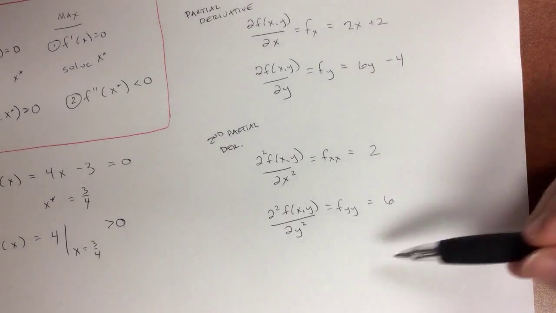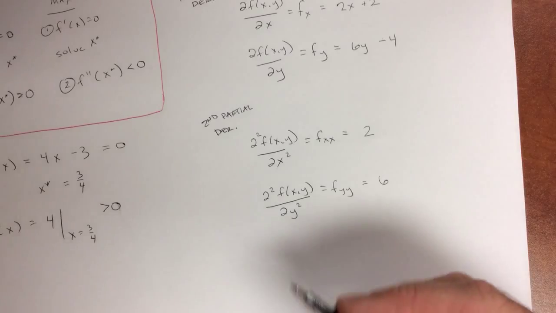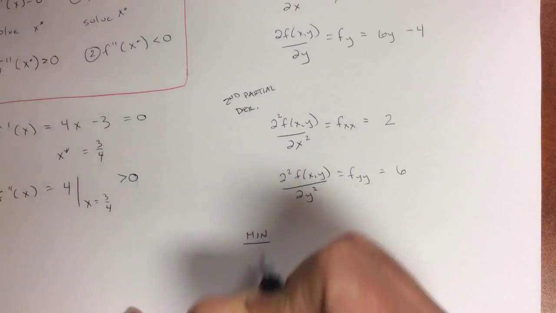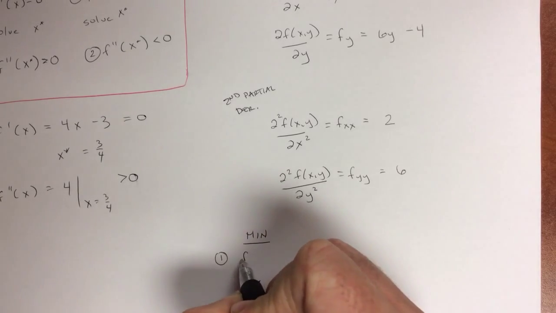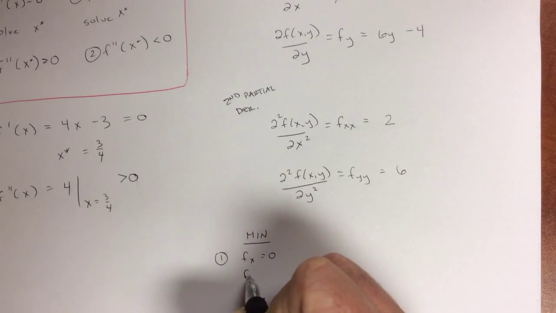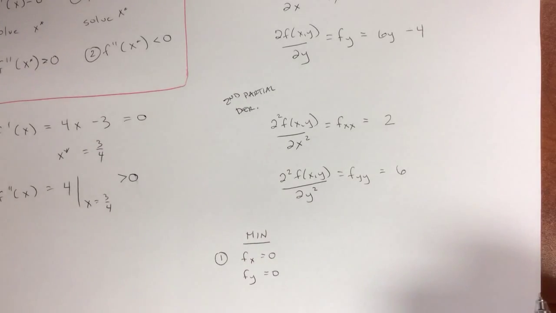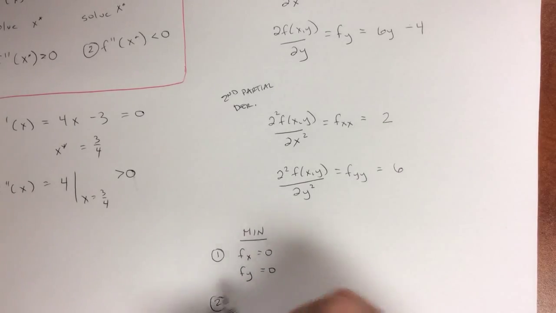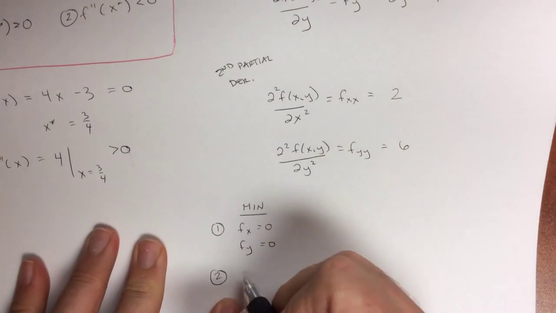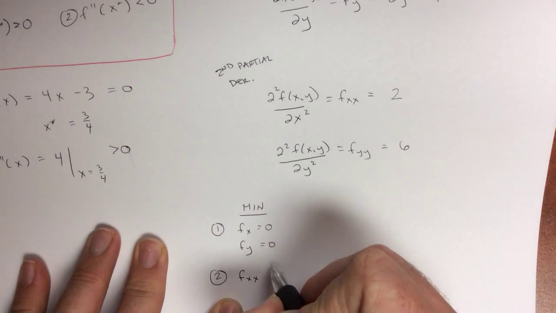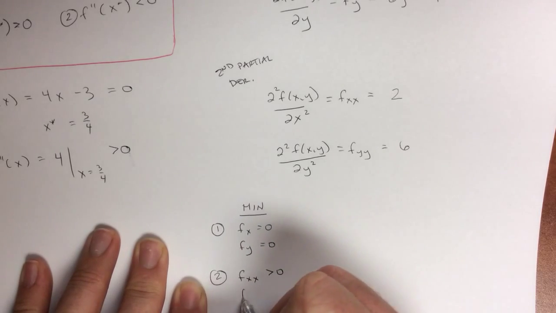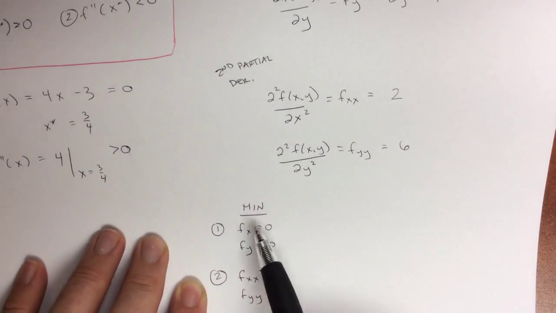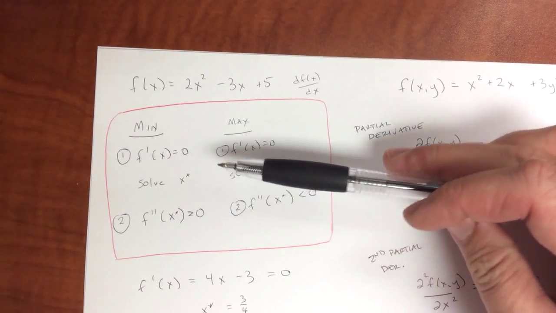And now the question is, how do I know if this is a max or a min? So here's our box that we're going to write out. So with multivariate calculus, the first condition is that f sub x is equal to 0 and f sub y is equal to 0. Both of these have to be true. Second condition is that the second derivative, if it's a minimum, has to be greater than 0 for both of these.